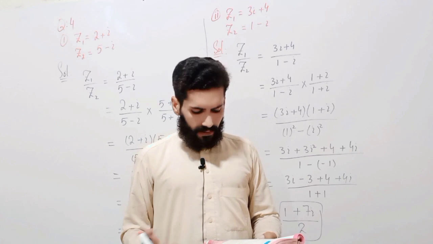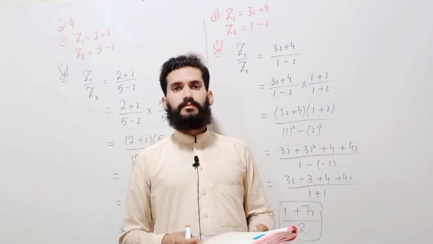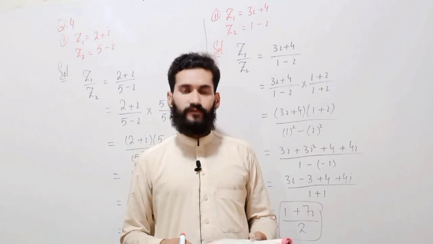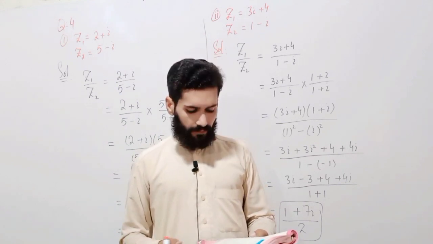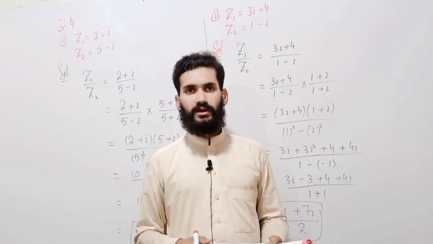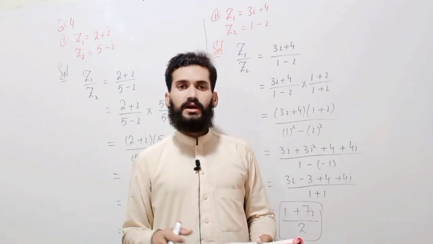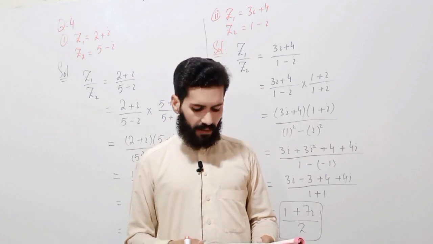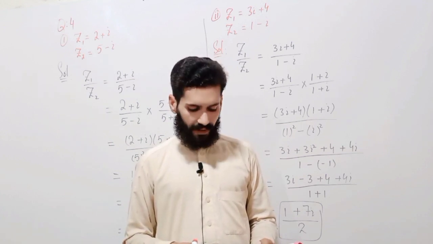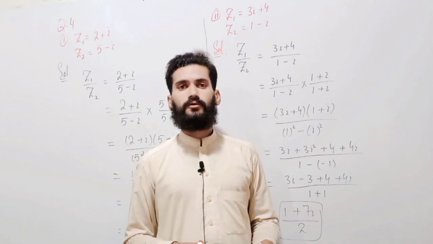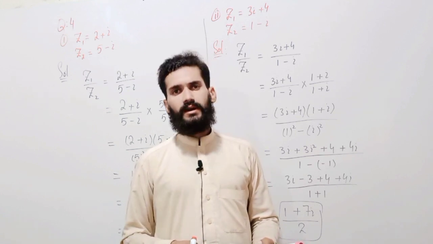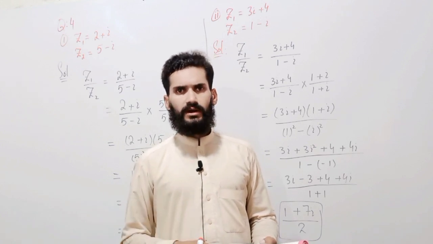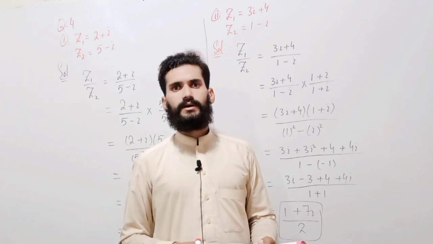Question number 6: find the complex conjugate of the following complex numbers. The first one, negative 8 minus 3 iota, has complex conjugate negative 8 plus 3 iota. Second, negative 4 plus 9 iota has conjugate negative 4 minus 9 iota. Third, 7 plus 6 iota has conjugate 7 minus 6 iota. Fourth, root 5 minus iota has conjugate root 5 plus iota.